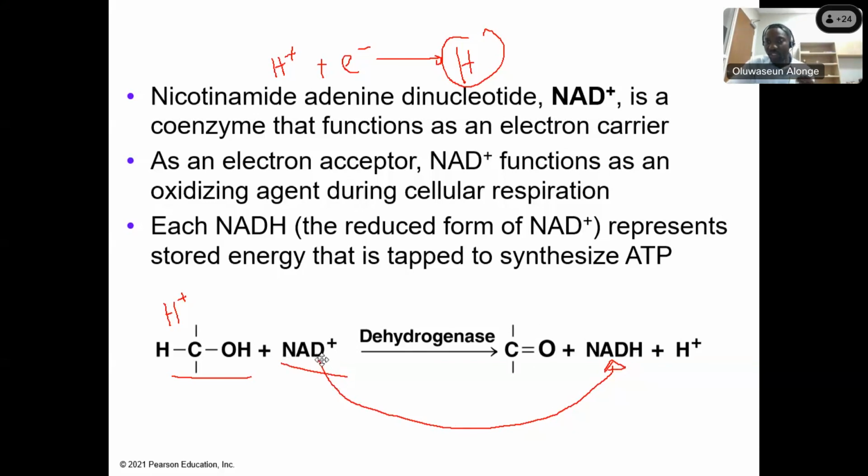So again, look at this. This is actually what I'm talking about. So the first electron acceptor is NAD plus. That's what I mentioned earlier. NAD plus is the first electron acceptor in the whole cycle of cellular respiration. So now, once NAD plus receives electron that breaks down from here, it will become NADH. It does not become NAD then electrons.